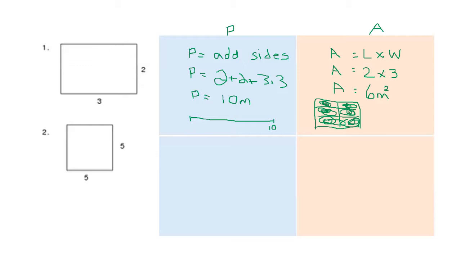Okay, so let's see if you can figure out the perimeter of this shape right here. Each side is 5, so we know that this is a square. If we're going to add all the sides, 5 plus 5 plus 5 plus 5.